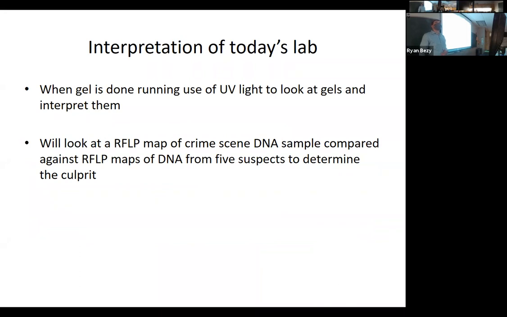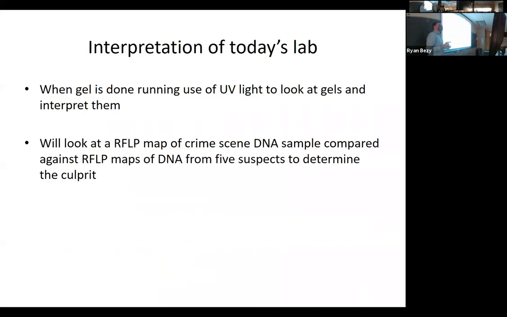Okay, when the gel is done running, then we're going to use UV light to look at the gels and interpret them. And I'll take you across the hall to our machine to do that. And then we'll basically look at those as an RFLP map of the crime scene DNA sample, compare them against the crime scene DNA sample and all the suspects, and figure out which one is the suspect that then did the crime.